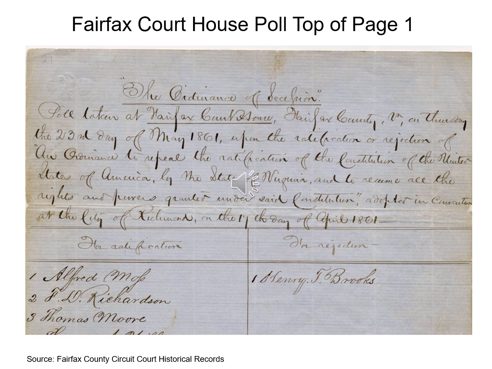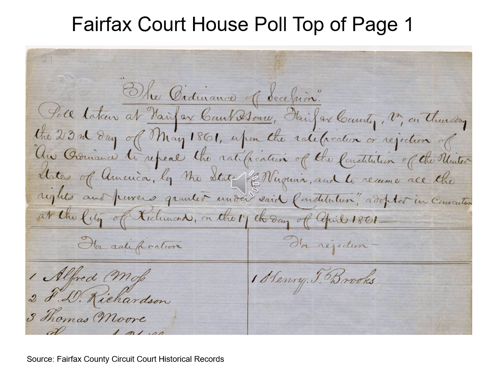In the for ratification column there on the left-hand side, the first name is Alfred Moss. Alfred Moss was the county clerk. Ferdinand D. Richardson is the second name in favor of secession. He was the assistant court clerk of Fairfax.